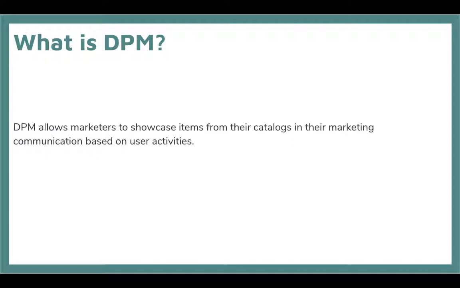DPM or dynamic product messaging allows marketers to showcase items from their catalogs in their marketing communication based on users' activities. So there are three points to pay attention to here. One is that it allows you to showcase the items from your catalog. So if there is anything that you are as a business promoting on your website, it could be, like in your case an e-commerce site, or in some other case a travel company might have hotels or flights, or a hospitality company might have some other kinds of deals. Anything that you're promoting and you typically have a catalog of items, you can use those items in your communication.